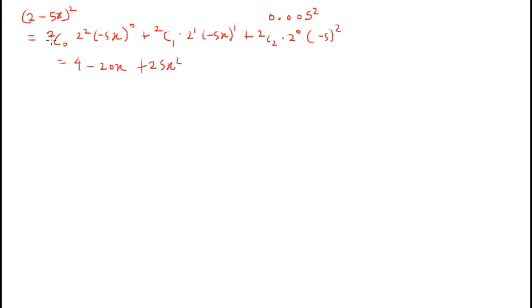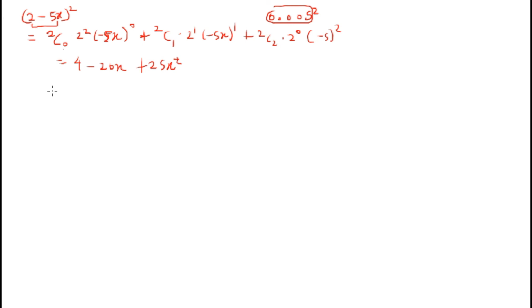You understand? 2 combination 0 is 1, 2 raised to power 2 is 4, and minus 5x raised to power 0 becomes 1. Anything raised to power 0 is 1. So 4 times 1 times 1 is 4. Then if you do every other thing correctly, you should have this. Now the next thing you should do is to try to express this in form of 0.005. So how do we do that?